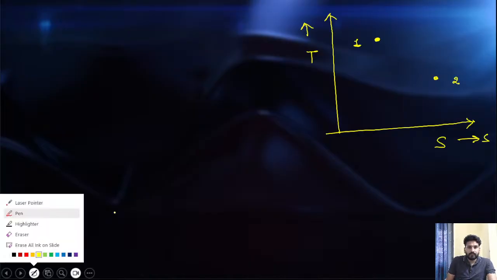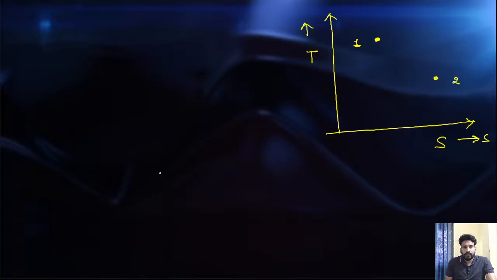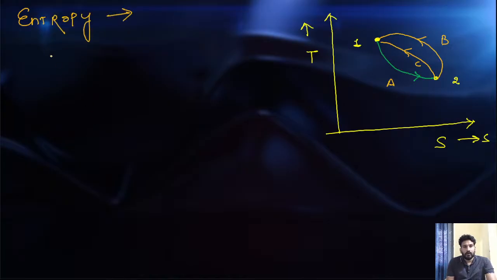And this is my state 1. This is my state 2. And we have 3 paths. From 1 to 2, you can go like this. And from 2 to 1, you can go either way: like this, or like this. It is my A, it is my B, and it is my C. And we are discussing the entropy, right? For the closed cycle, the integral of del Q over T is equal to 0. It is for reversible. We know that, right?